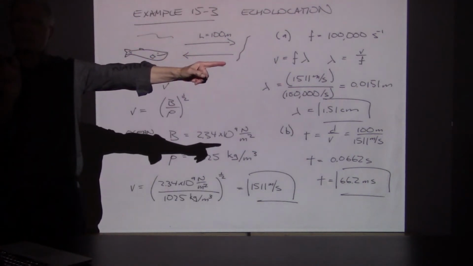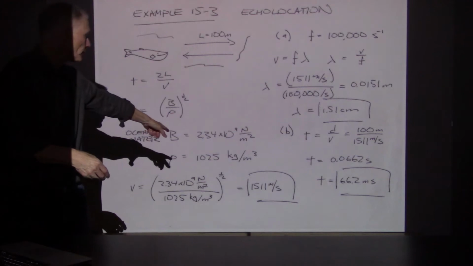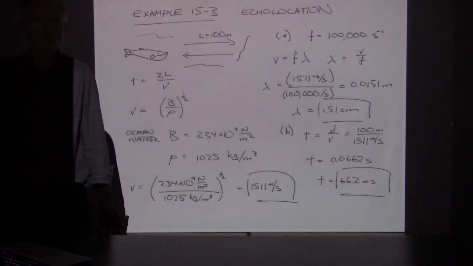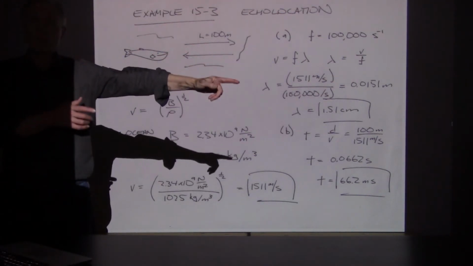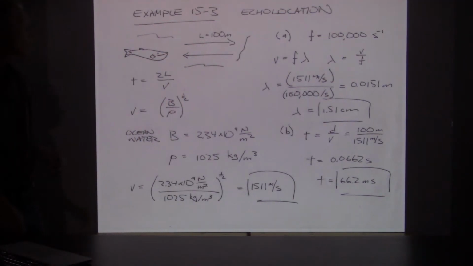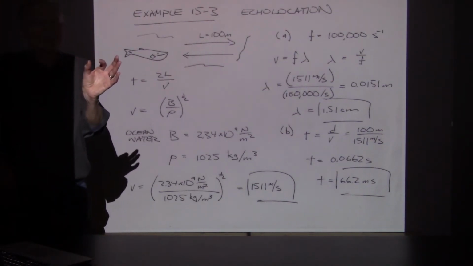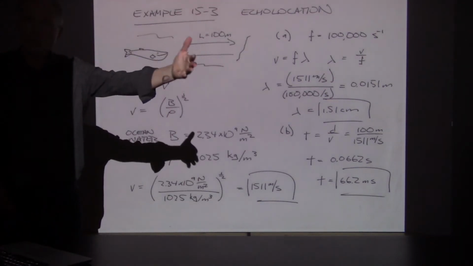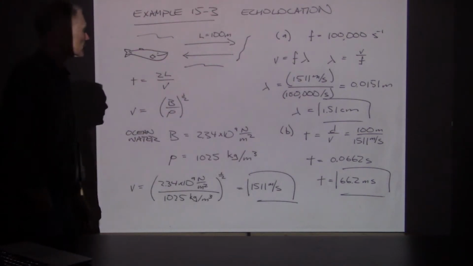The disturbance, each pulse, is traveling at 1,500 meters per second. That's like 3,000 miles an hour or more. So 3,000 miles an hour, 1,500 meters per second that they're traveling out, but they're being produced so frequently that there's only a centimeter and a half between each one of the pulses or wave fronts that are created.